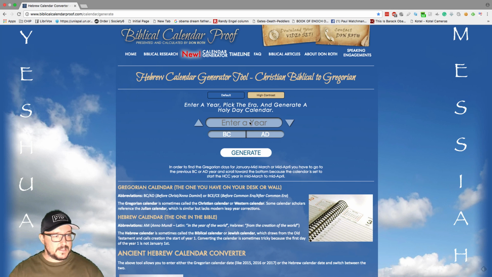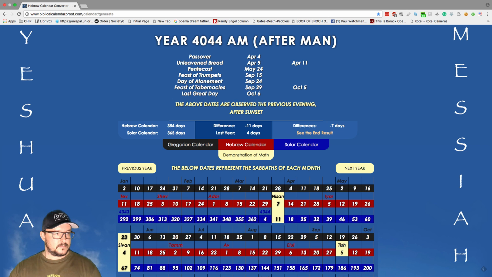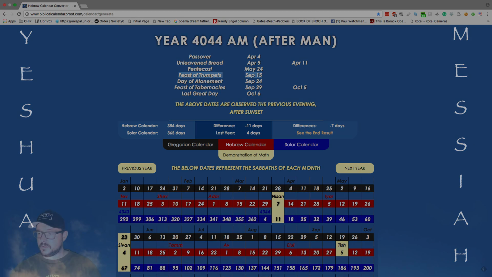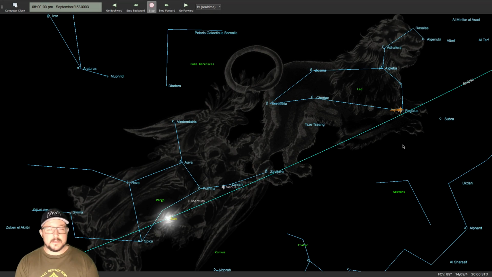So in the year 3 BC, Rosh Hashanah was on the Feast of Trumpets, September the 15th. There are a few tools online which give slightly different dates. I would recommend not using those because they don't align with the stars. So if you look at the date, this aligns up perfectly with the stars. So here we are on September the 15th in the year 3 BC, which is Rosh Hashanah. And you couldn't ask for a better sign than this, except for the Revelation chapter 12 sign.